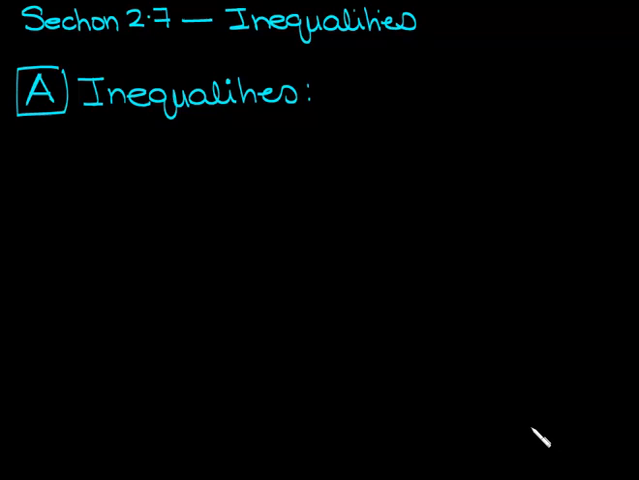Section 2.7 Inequalities. In this section, we're going to take a look at inequalities. There are four basic inequalities in math: greater than, less than, greater than or equal to, and less than or equal to. There are some major differences between inequalities and equalities, so let's take a look at those really quick.